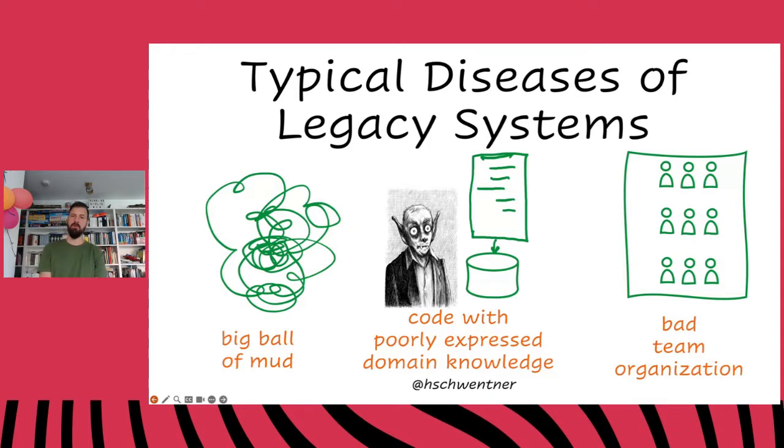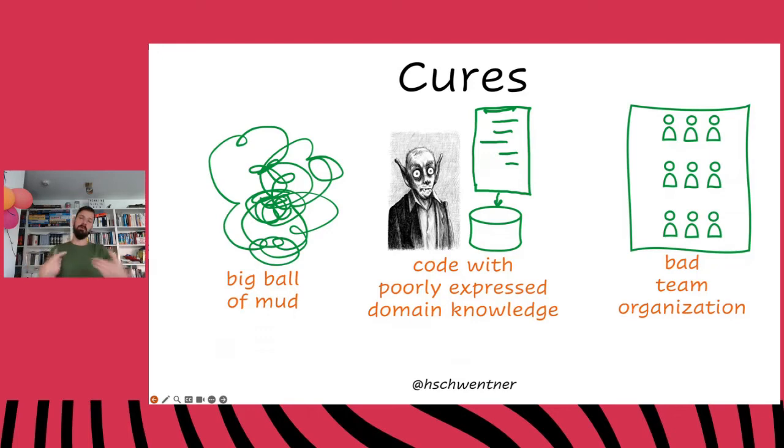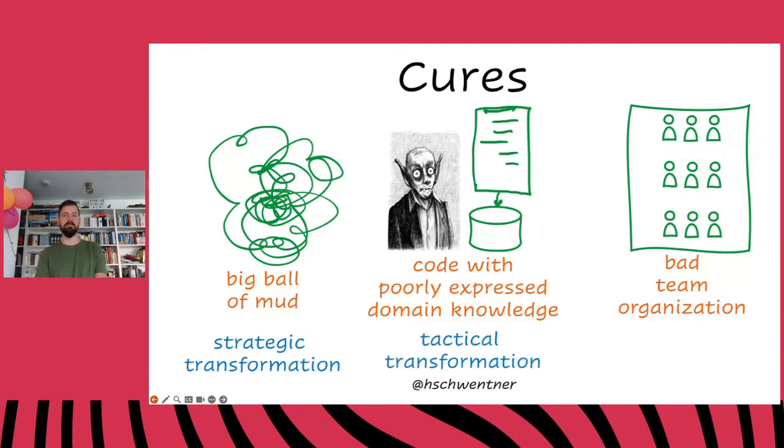Okay, so what are we going to do about this? Well, in our book, Carola and I say there are cures for all these diseases. There is strategic transformation against the big ball of mud. There is tactical transformation against the poorly expressed domain knowledge. And there is team organizational transformation against the bad team organization.